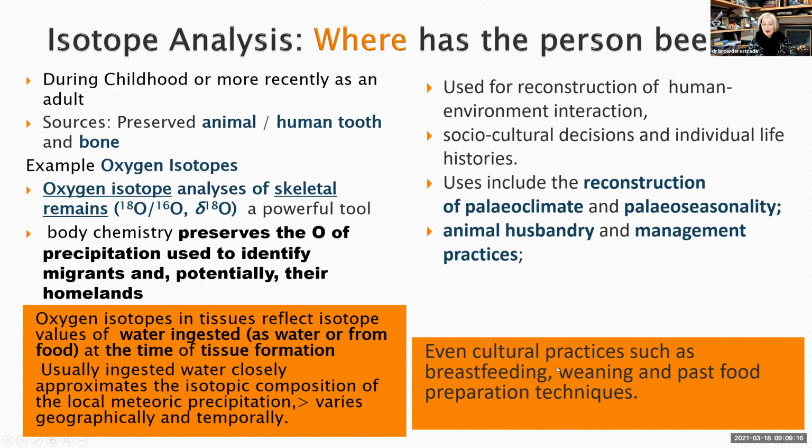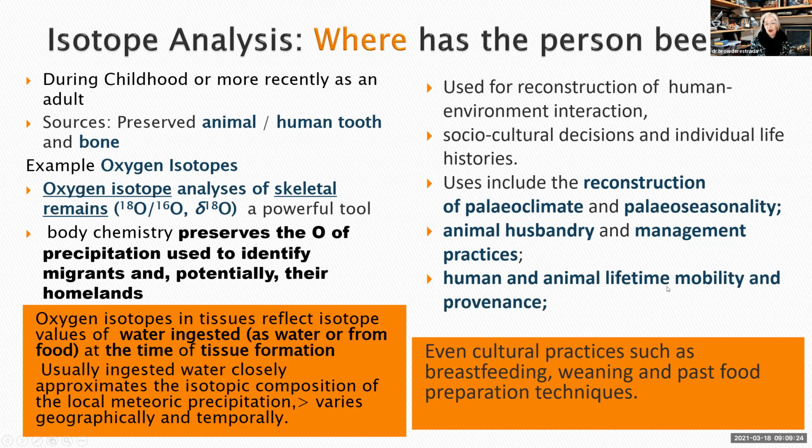Even cultural practices such as breastfeeding, when are they weaned, and how is food prepared as part of this. And then the human and animal lifetime mobility. And again, that word always important in archaeology, provenience, knowing where things come from. Okay, so this slide, just several different ways of mentioning the variety of information we get when we can get this data from isotopes.